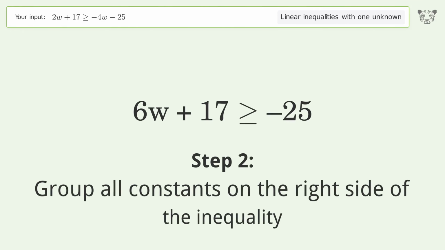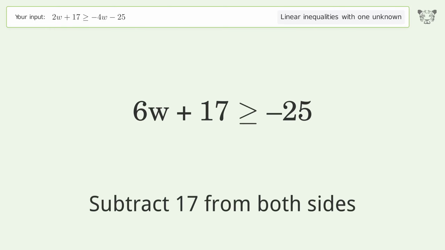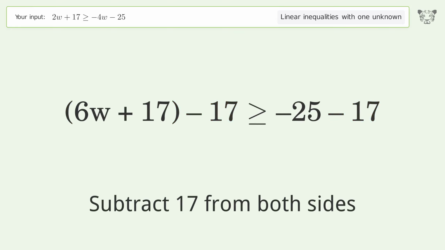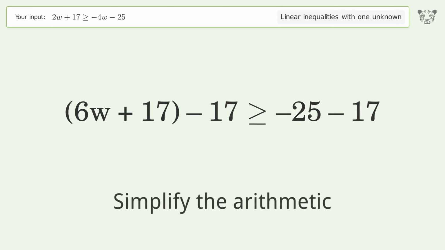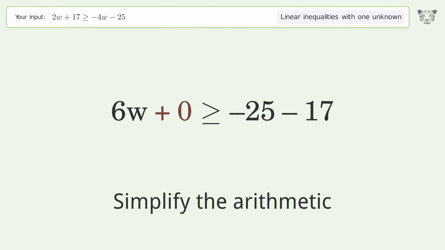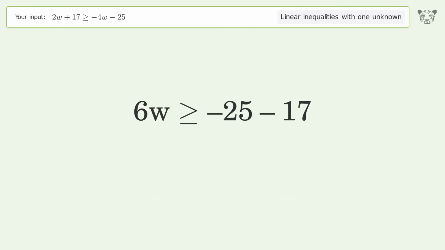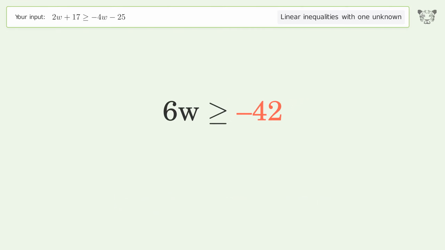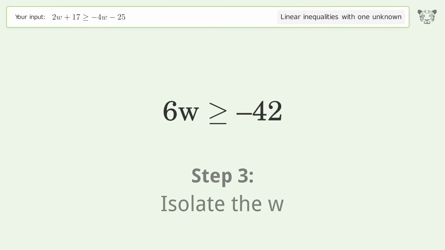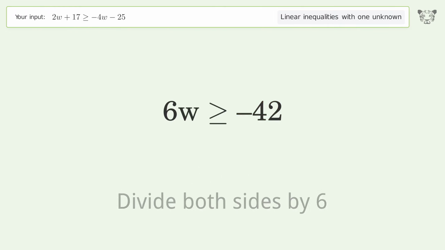Group all constants on the right side of the inequality. Subtract 17 from both sides. Simplify the arithmetic. Isolate the w. Divide both sides by 6.